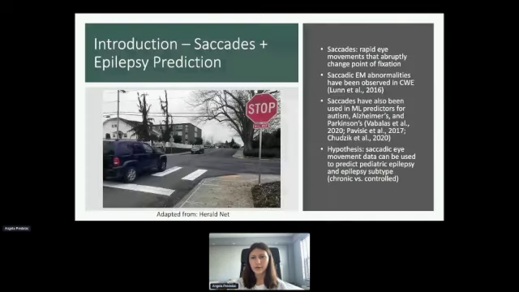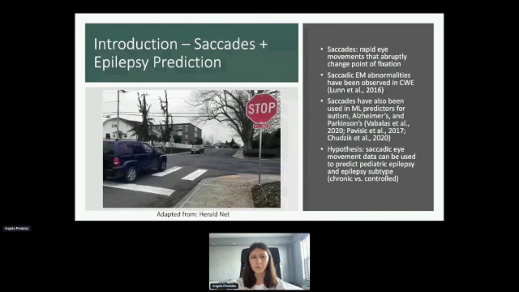Saccades are a type of rapid eye movement that abruptly change the point of fixation. So an example is if you're driving the car and then you quickly and accurately look towards a stop sign close in front of you. Previous studies have observed saccadic eye movement abnormalities in children with epilepsy, and saccades have also been used in machine learning predictors for autism, Alzheimer's, and Parkinson's, all of which are neurological disorders. Based on this, I hypothesized that saccadic eye movement data could be used to predict pediatric epilepsy and subtype.